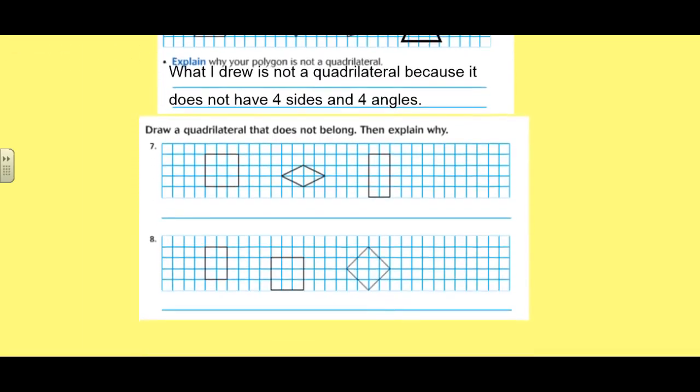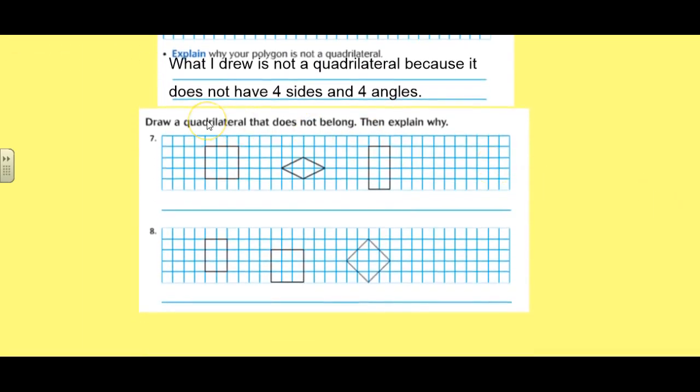So now we're going to go on down to number 7 and number 8. It says, draw a quadrilateral that does not belong and then explain why. So what we have to do here is look at what the shapes are that we have. And if you remember from lesson 4, there were 4 different quadrilaterals that we talked about. So it's going to be kind of easy on some of these, because if they have all 3 of the other ones listed, then we pretty much know that we're going to have to put the other one that we went over. But we still have to look at what attributes the other shapes have, what we can use to describe them.